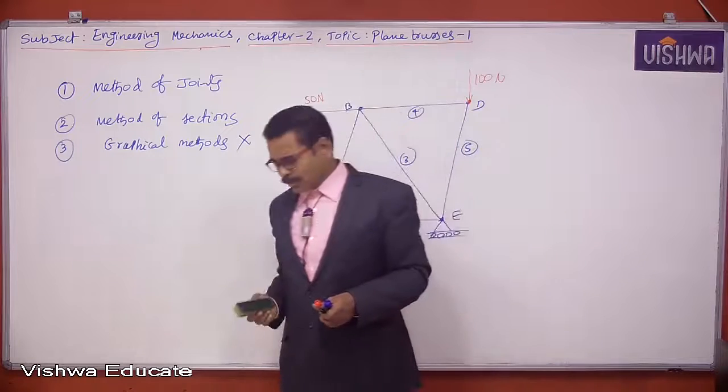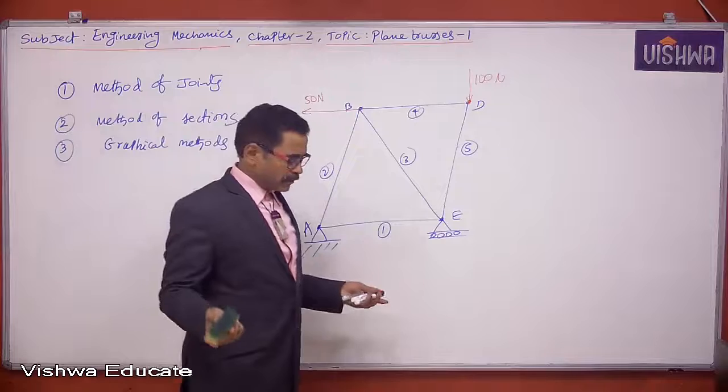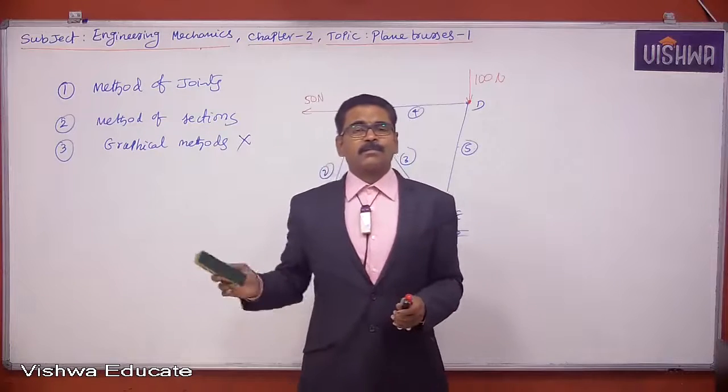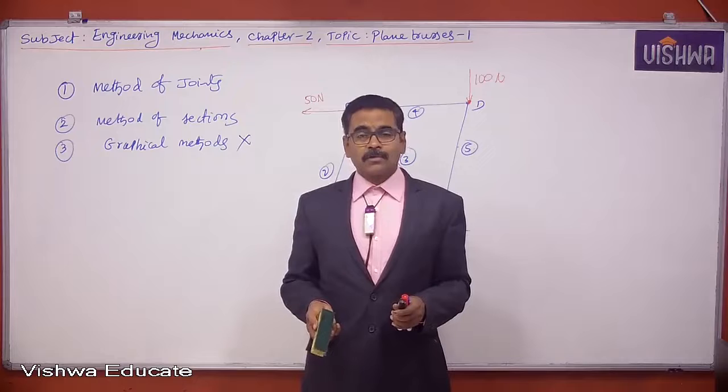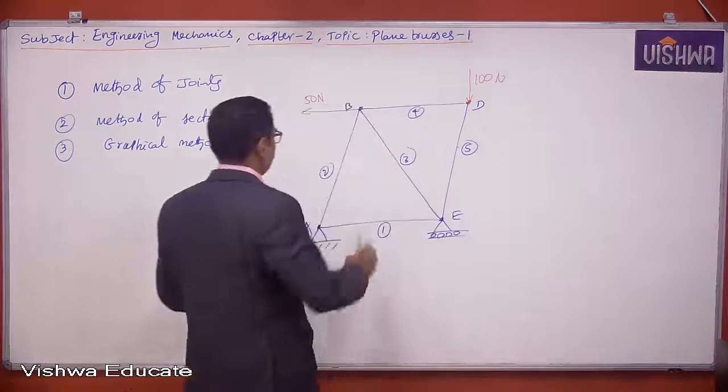In no truss should an extra member be there, right? By putting extra members, you don't get any benefit. Unnecessarily the cost of the truss will increase. So don't use an over-rigid truss. A rigid truss is enough. Okay, this is one shortcut.